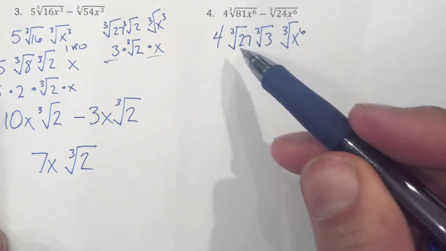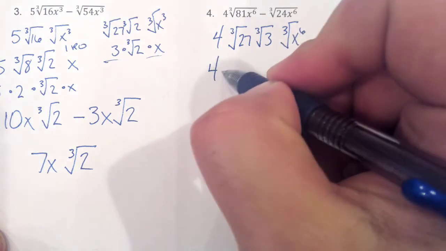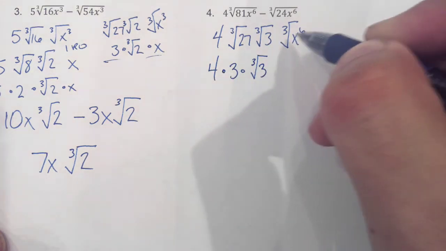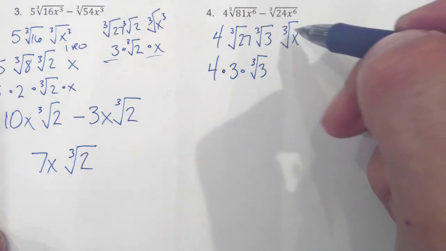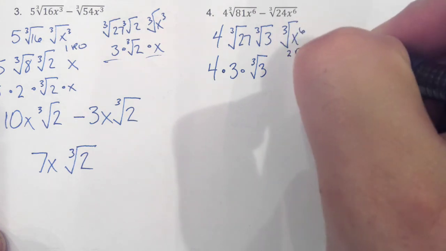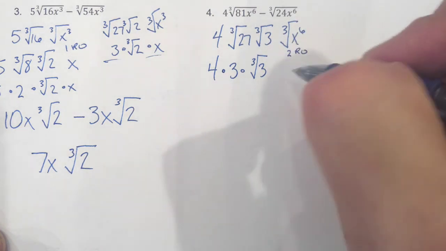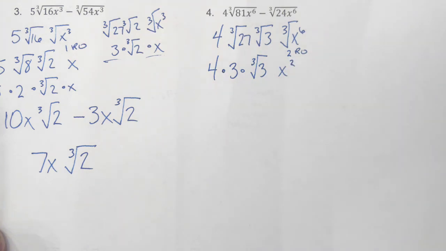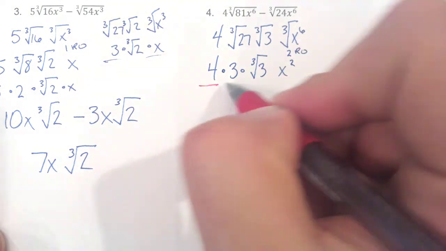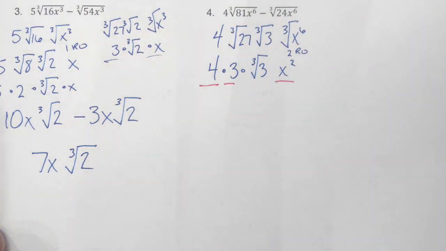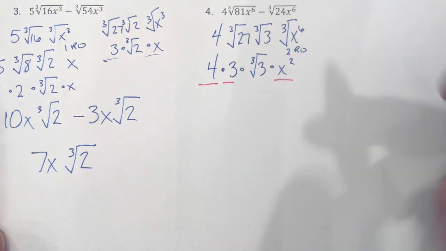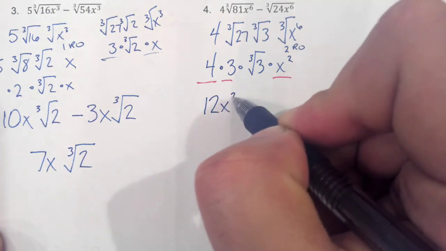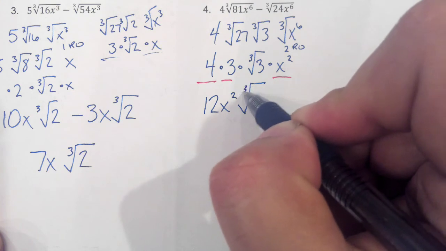All right, let's simplify those. What's the cube root of 27? It's 3. Cube root of 3 does not simplify. And then this one, how many times does 3 go into 6? Twice with a remainder of 0. So that's representing x to the 2nd. Okay, so put all of those pieces outside of the radical together. The 4, the 3, and the x squared. So 4 times 3 is 12, so I would have 12x squared cube root of 3.